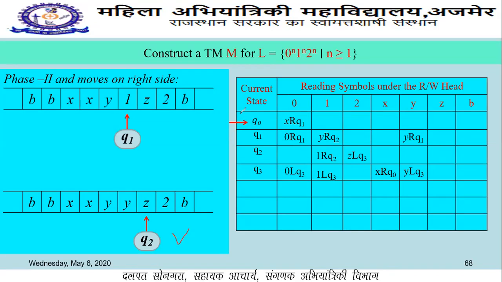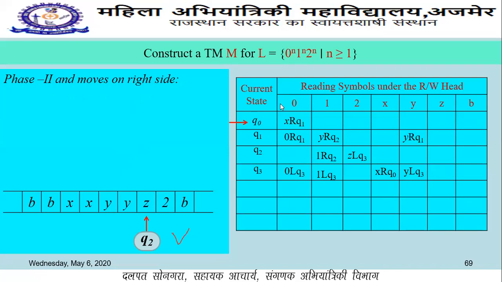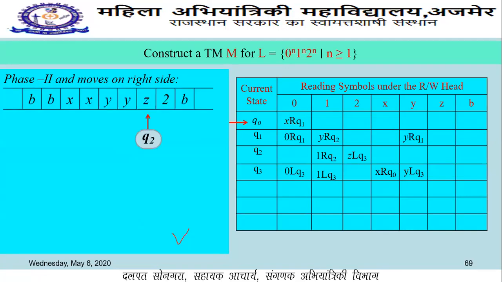So this is our next instantaneous description after converting this 1 by y and taking a right turn by this transition function. At this side we are reading a z. This z is just passed, so we pass this z and move on the right hand side.